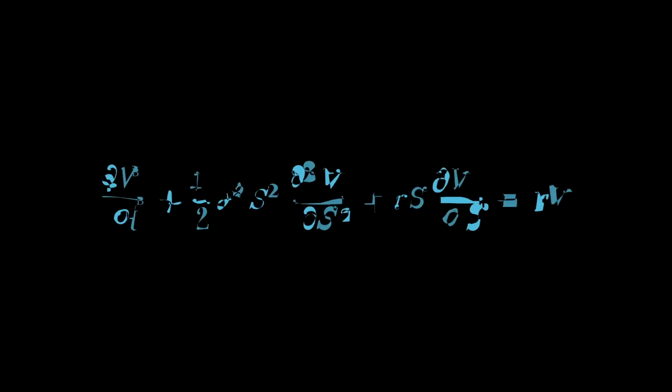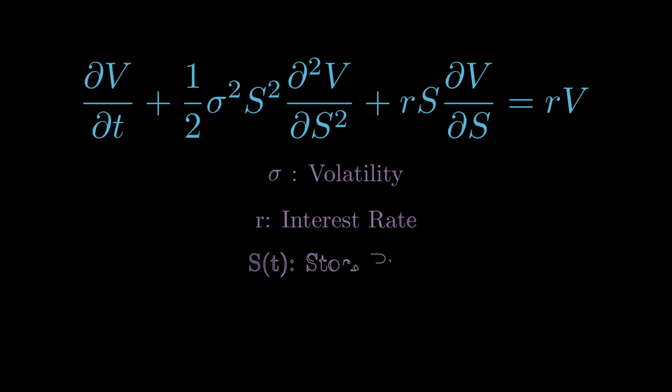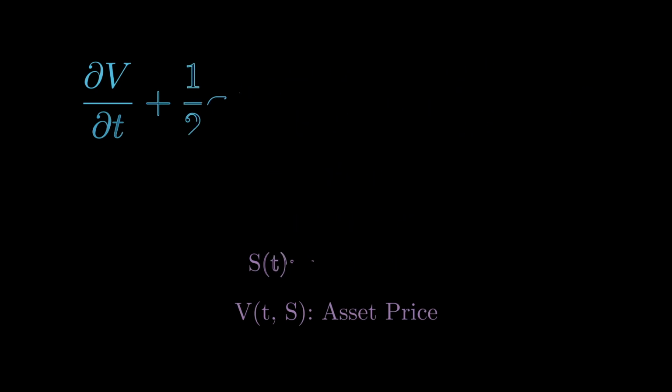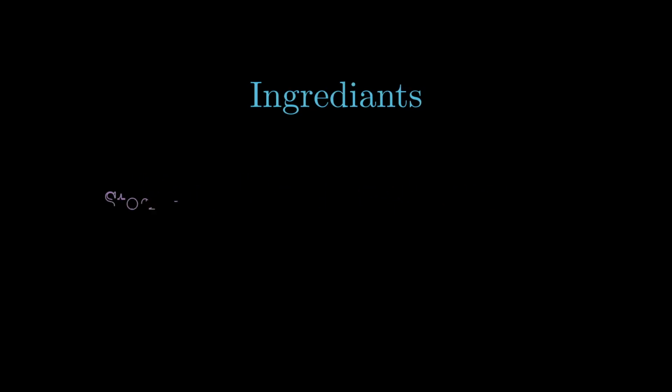In this video, we shall speedrun the derivation of the Black-Scholes PDE, which is this equation right here. The equation really doesn't have that many parameters. It has the volatility, interest rate, stock price, and our final goal is to find some equation that solves for the asset price. So what do we need in order to solve for the Black-Scholes PDE?